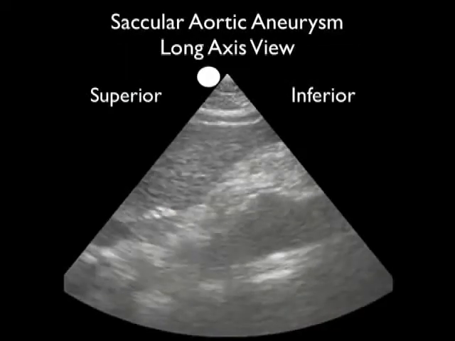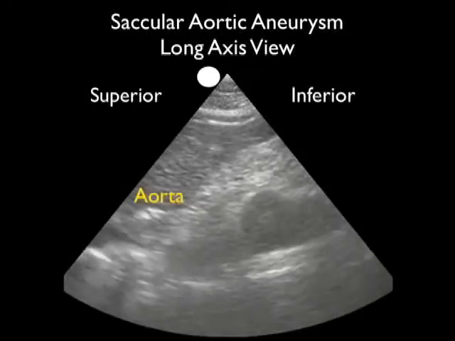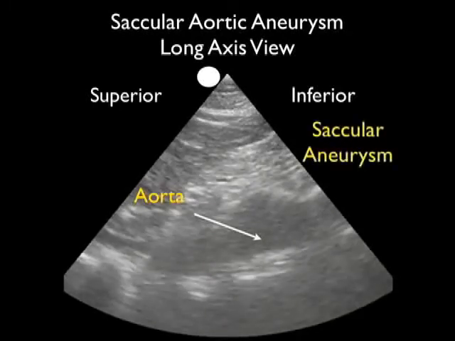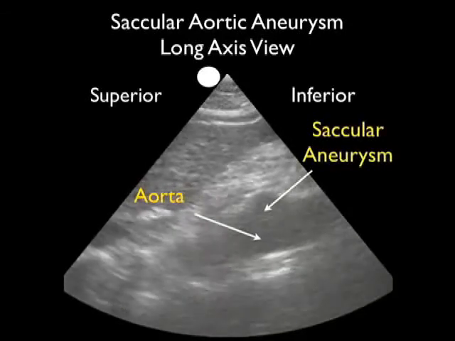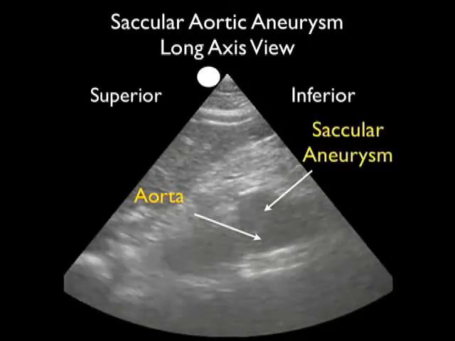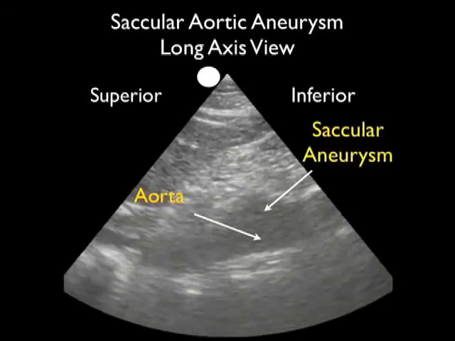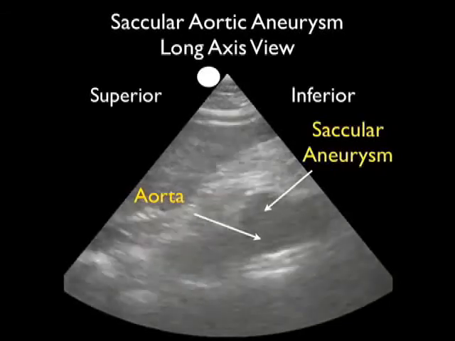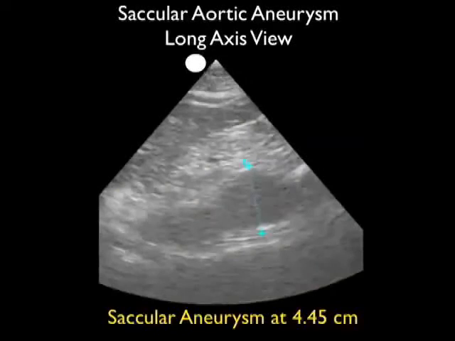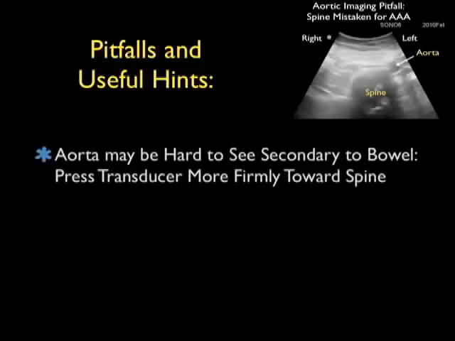This is a rare video clip showing a saccular abdominal aortic aneurysm in a patient who presented to the ED with epigastric abdominal pain. We have the probe positioned in a long axis configuration, superior to the left, and we see the aorta running from left to right, and we see an outpouching of the aorta coming anteriorly there. That's a saccular aneurysm, and as we measure it, we come up with a measurement of 4.45 centimeters. As the patient was symptomatic with epigastric abdominal pain over this aneurysm, she went directly to the operating room for operative repair. Let's go over some pitfalls and useful hints for imaging of the abdominal aorta.